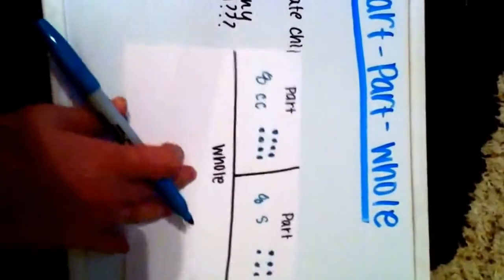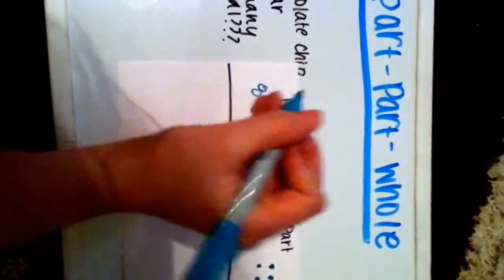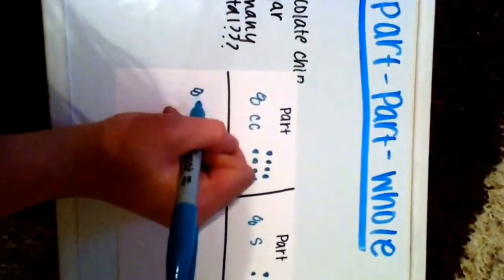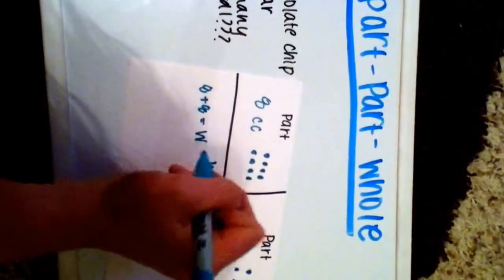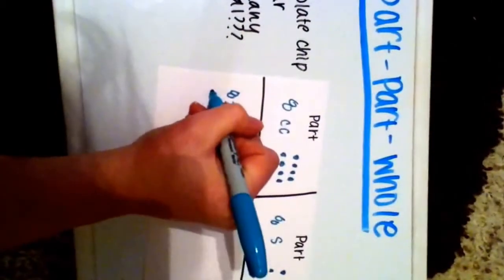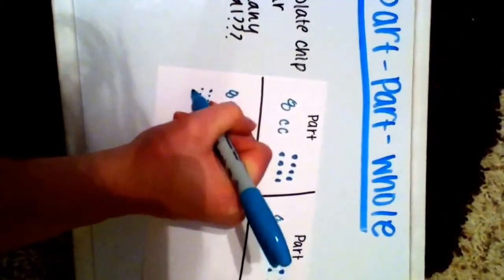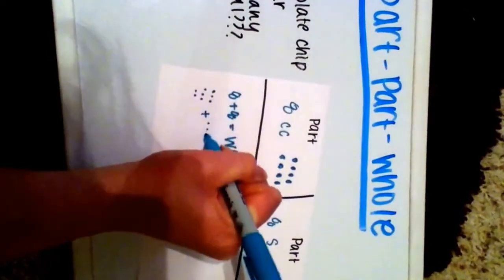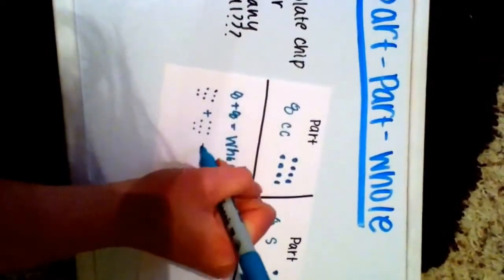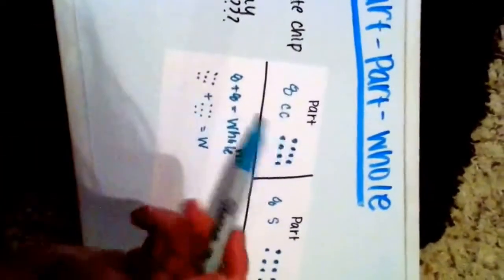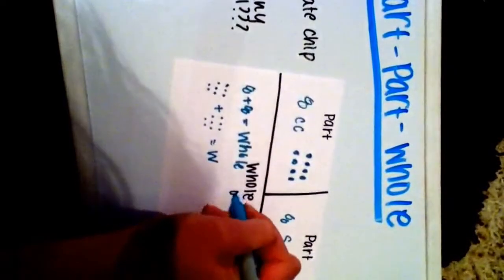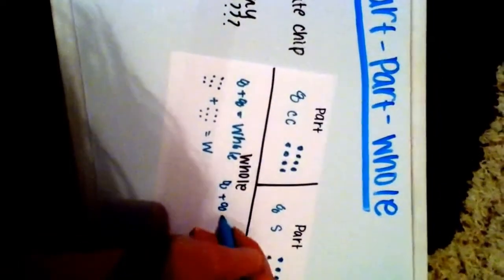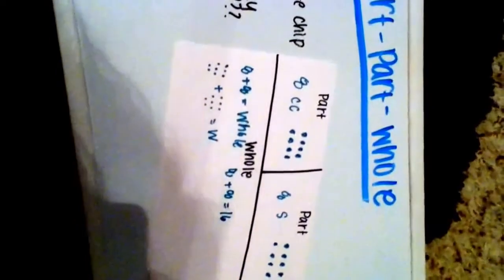So how many whole? That's the question. So we have, let's say 8 plus 8 is equal to our whole. So we can also draw this out in dots. 1, 2, 3, 4, 5, 6, 7, 8 plus 1, 2, 3, 4, 5, 6, 7, 8 equals whole. So now we can actually add these up. So there's 8 on this side and 8 on that side. That means that the 8 plus 8 is going to be equal to 16 cookies in all.